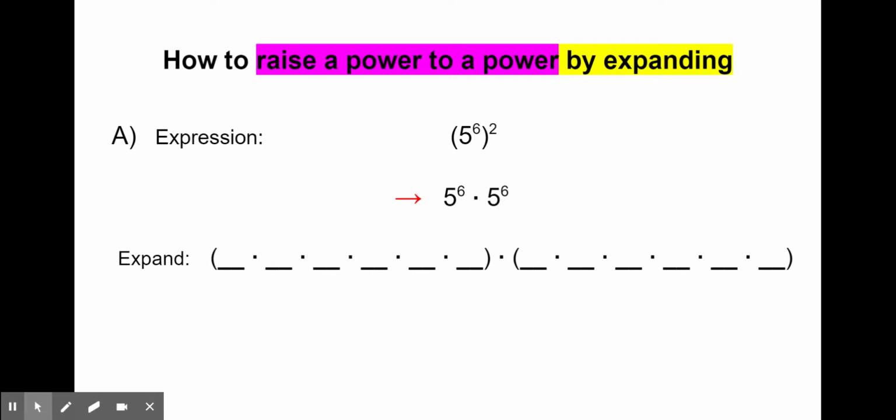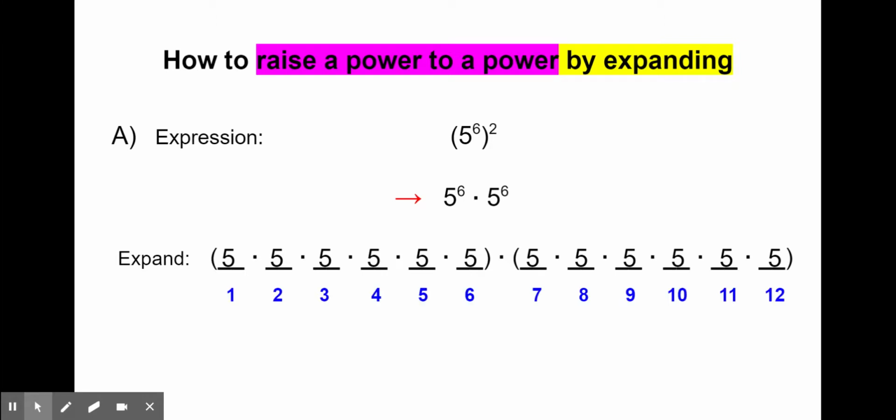It's whatever's inside those parentheses that we're multiplying over and over again. If we were to write this out even more and write out all of our 5s, we'd have 6 5s in that front parentheses and then 6 5s again in that second set of parentheses. Then we count them all up, we get 12. So we know that it's going to be 5 to the 12th power.